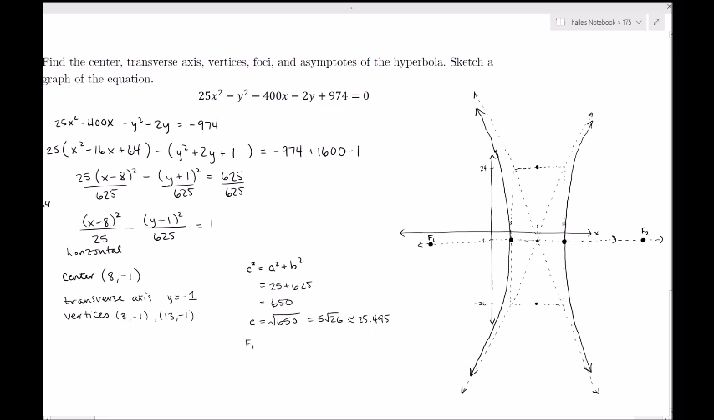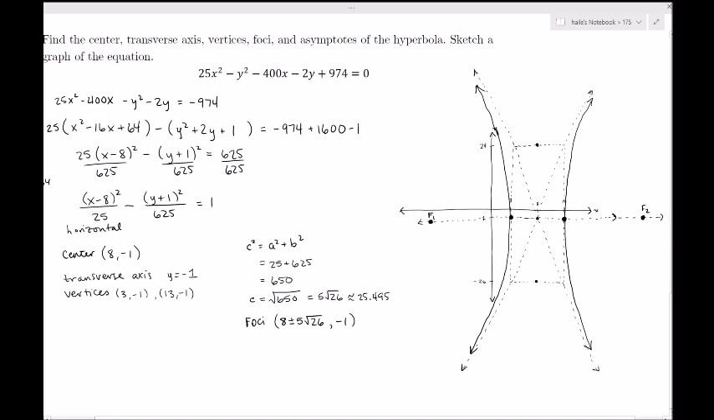So focus 1, or actually, let's just do the foci in general. So your foci here are going to be your center plus or minus that c value in the x direction, because notice this is a horizontal hyperbola, so your foci are moving in that x direction out from the center. So we have our center x coordinate is 8. We want to both add and subtract 5 square roots of 26, and our y coordinate is still -1. Okay, so those are your foci, and the last thing we need to do is just figure out the asymptotes.